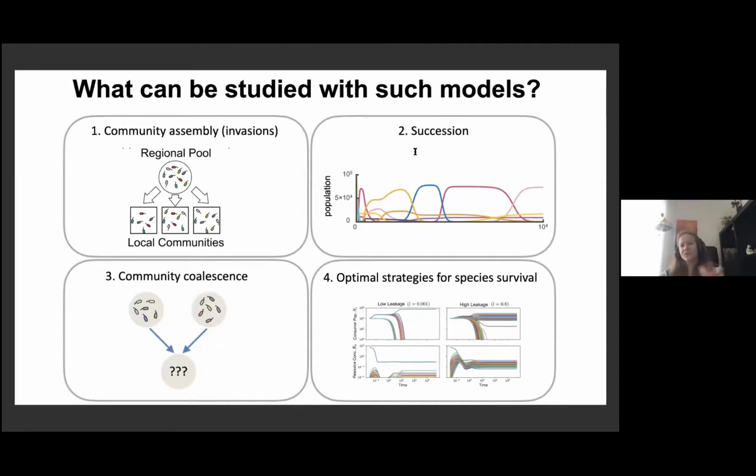And the most popular scenarios, is there any question? Okay, that's just some noise. So the most popular scenarios that people study with those models are the following. One is community assembly, when you have some global species pool, and then you have invasions of species into some local environment.